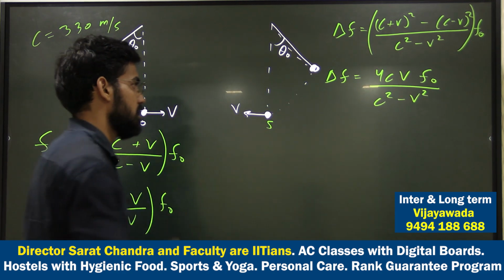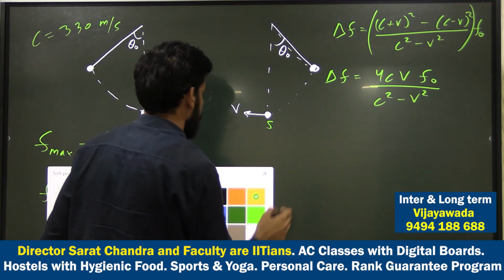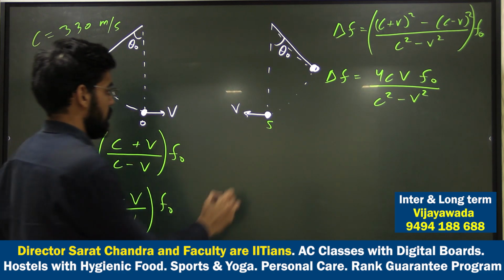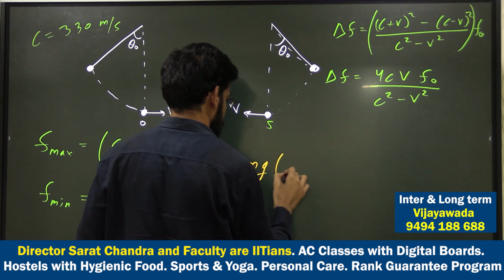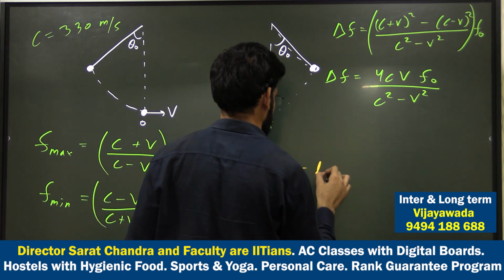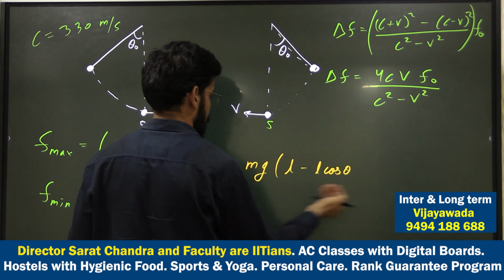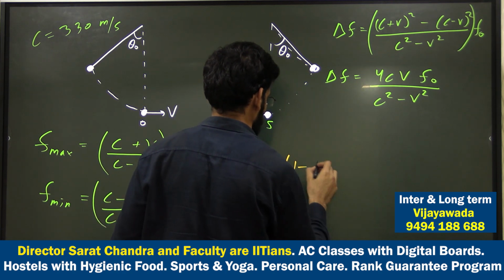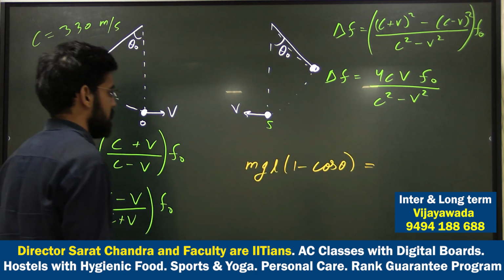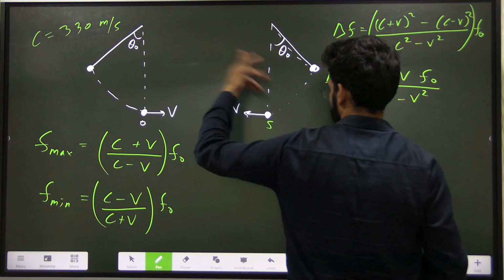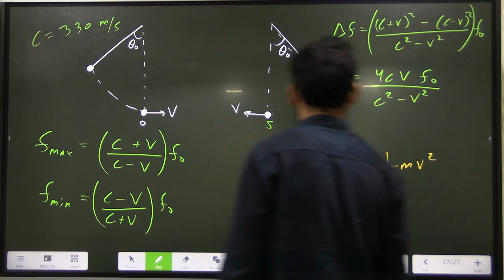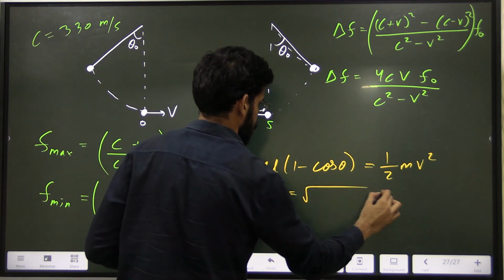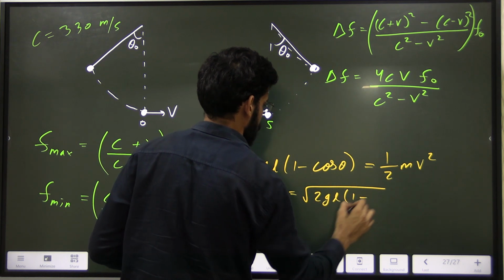Now let's calculate V and then we will put the value. Here I can apply the work energy theorem. Work done by gravity is Mg H. H is how much? H is nothing but L minus L cos theta, so L common. So you can say MgL times 1 minus cos theta, and the cos theta value is also given. This work done is equal to the change in kinetic energy, only the final kinetic energy, half M V square. M gets cancelled, so V is nothing but under root of 2GL times 1 minus cos theta.